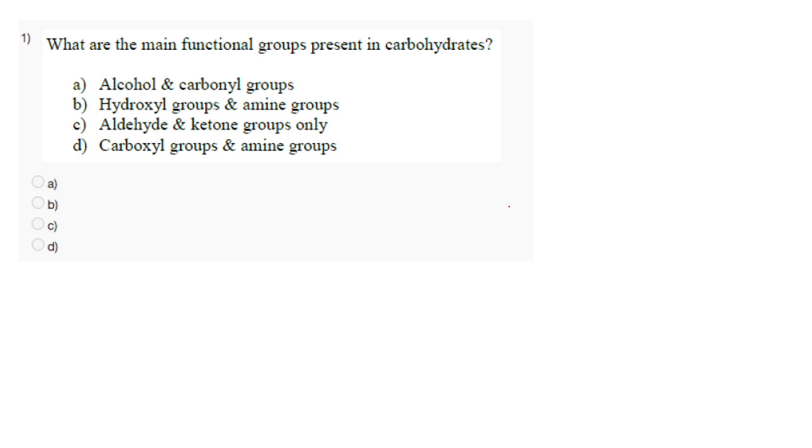Okay, let's talk a little bit about sugars. What are the main functional groups present in carbohydrates? Alcohols and carbonyl groups, hydroxyl group and amine groups, aldehyde and ketone groups only, carboxyl groups and amine groups. Answer please.